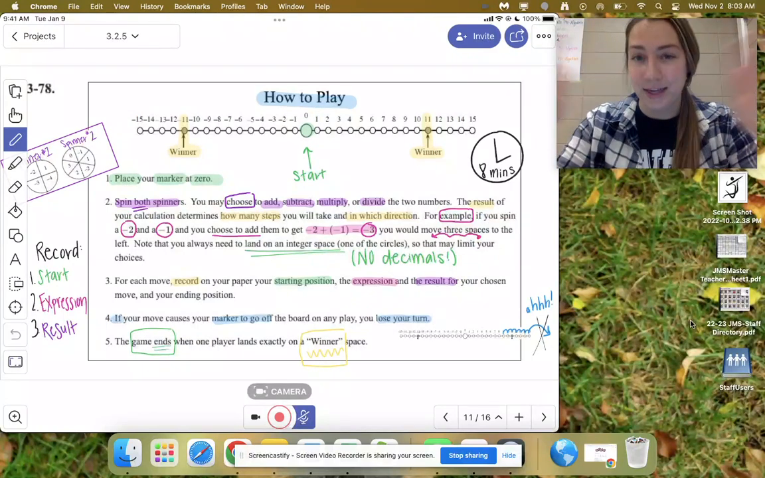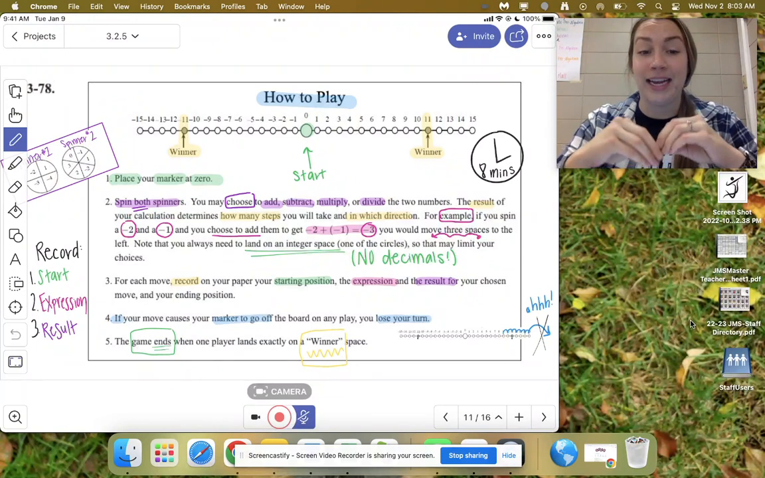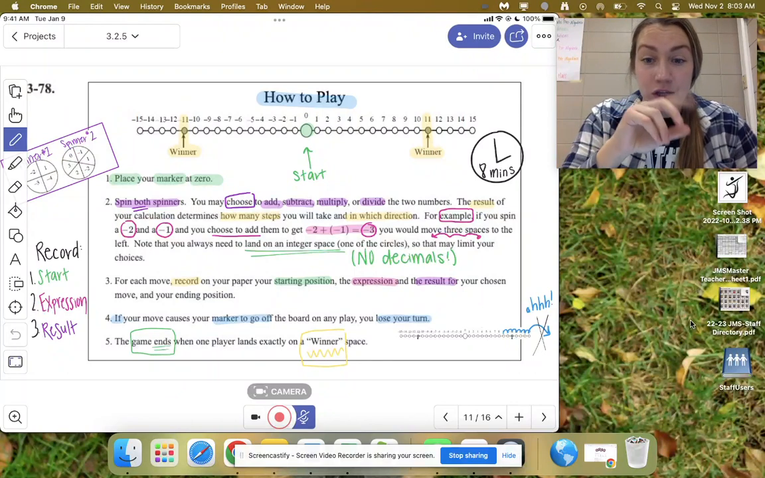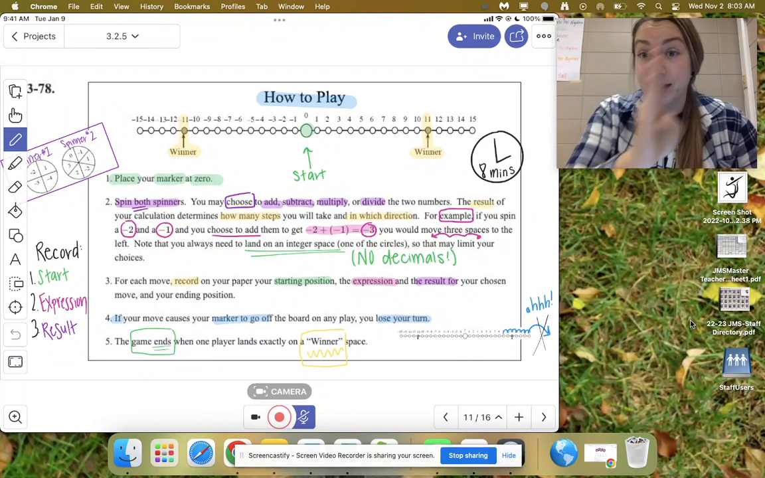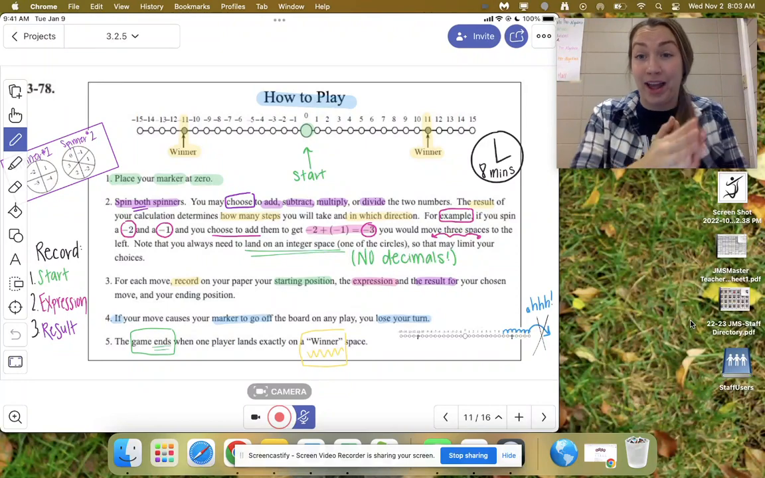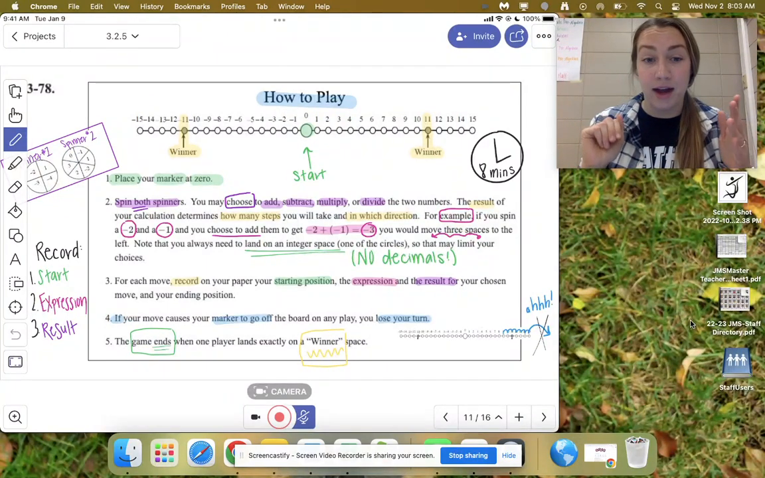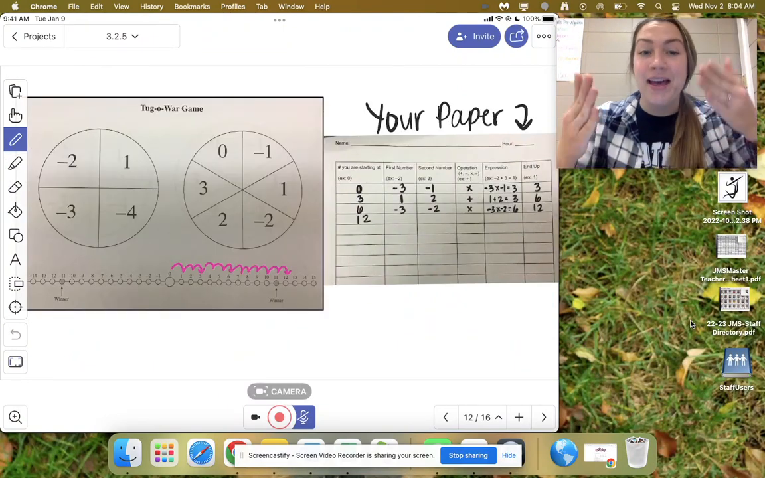So pay attention, okay? The game ends when one player lands exactly on a winner space. You both are using the 1 marker, and it's going back and forth, wherever, and whoever lands on 11 or negative 11 first wins. Okay, so for example, here we go. That's what the paper looks like.